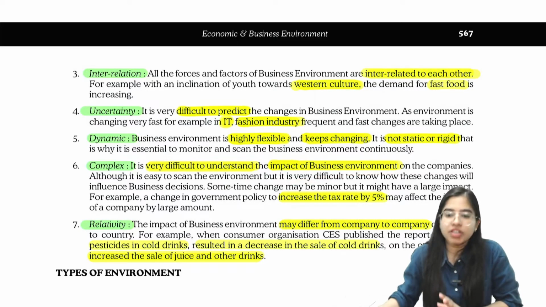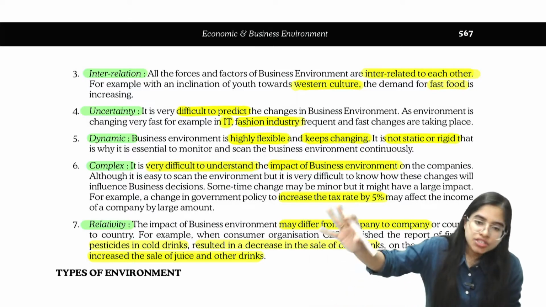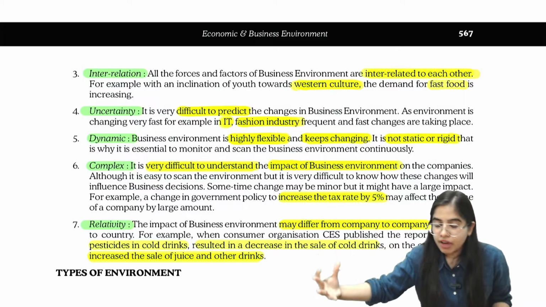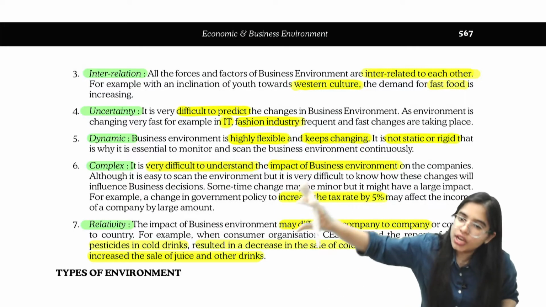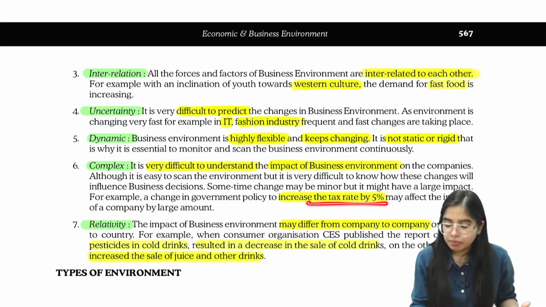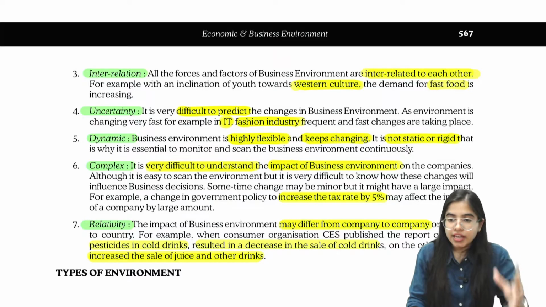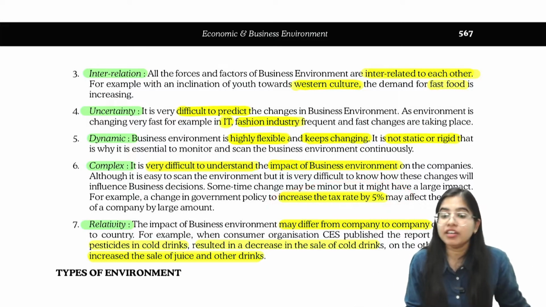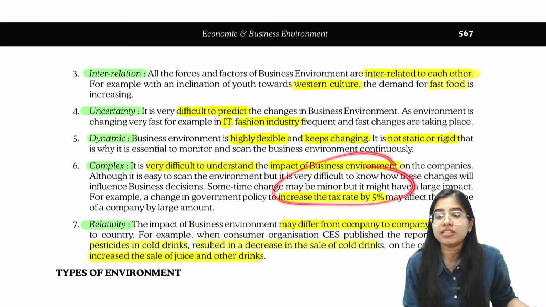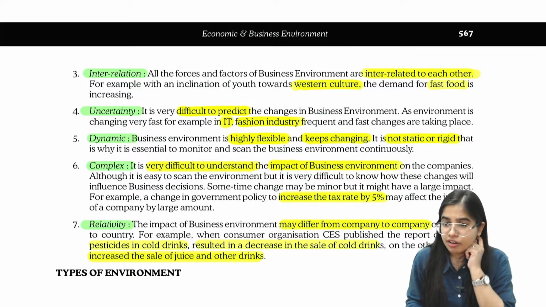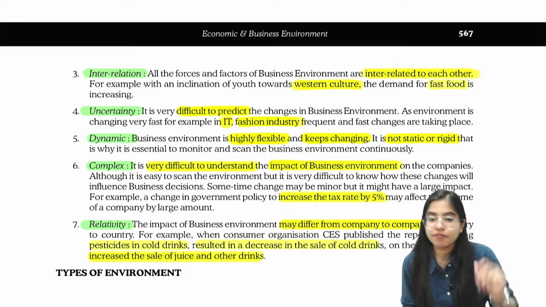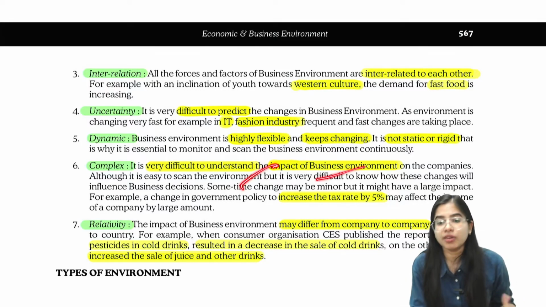Whenever any law is changed, it is difficult for you to predict how this change will affect your business. If there is any change in the business environment, it's difficult to understand how this change is going to create an impact on your business. Example: the government increases the tax rate by 5%. It will take you some analysis. You have to go to CAs, CS and professional people, and you will find it difficult to understand exactly how this 5% increase in tax rate is going to affect your business, how it will affect your profitability, and by what percent. So it is very difficult to understand the impact of the business environment.